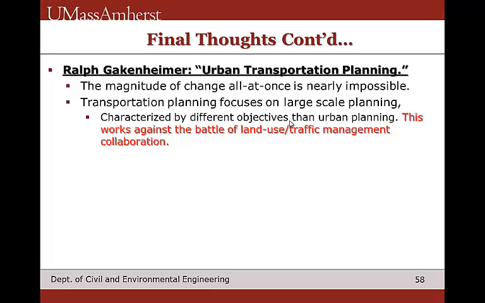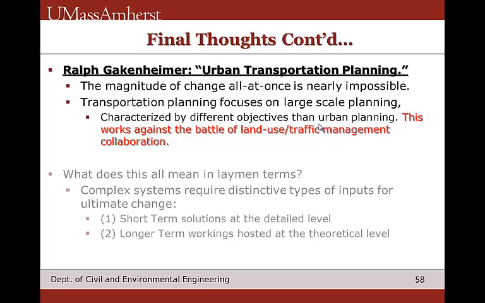Now broaden that to a whole project, a corridor project, or a master plan for a city. That plan takes a long time, and so there's a time lag between what you're planning and what actually gets implemented out in the field. And so transportation planning focuses on this large-scale planning, and it's characterized by different objectives than just simply urban planning. So this works against the battle of land use and traffic management collaboration, because you have transportation planning, which is focusing on the large scale, and you have urban planning, which is trying to focus on the micro, meso, and macro level of land use and growth management. It's very complex. It's like a spider web.